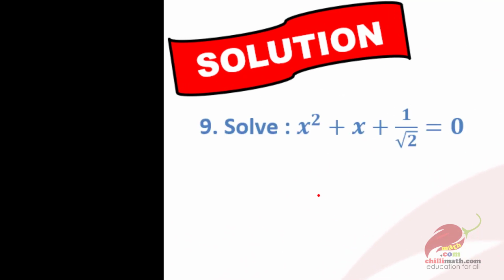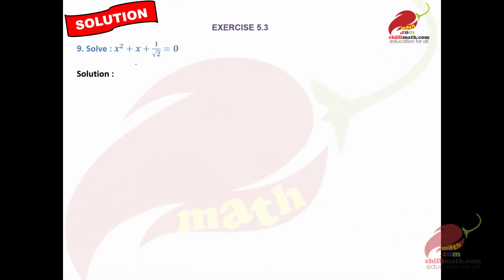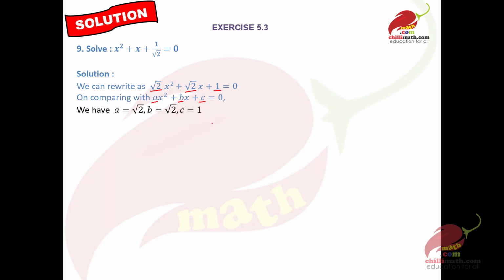Ninth question is x square plus x plus 1 by root 2 equal to 0. In this, we are rewriting this. We are multiplying by root 2 on both sides. So we can rewrite this as root 2x square plus root 2x plus 1 equal to 0. Now on comparing with standard quadratic equation, we get a is equal to root 2, b is equal to root 2 and c is equal to 1.